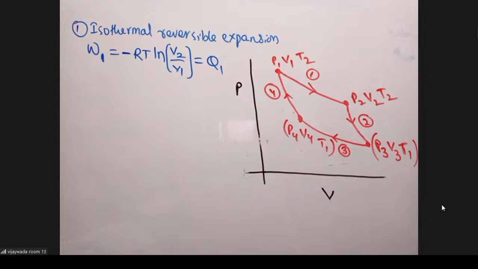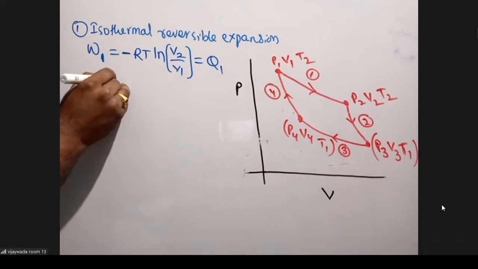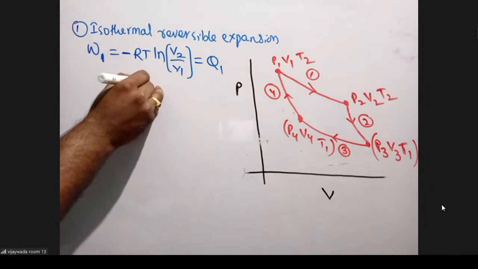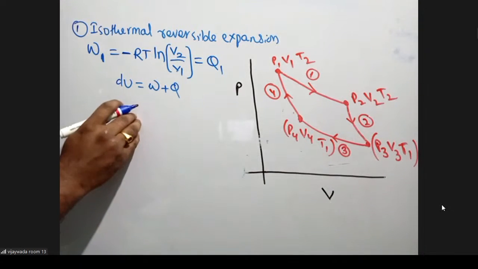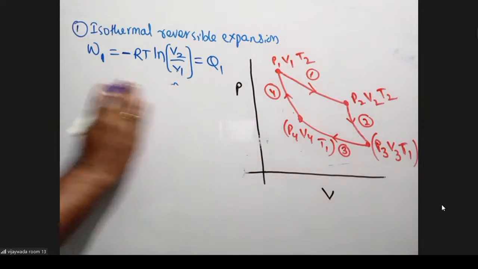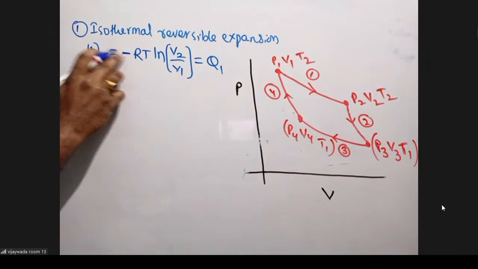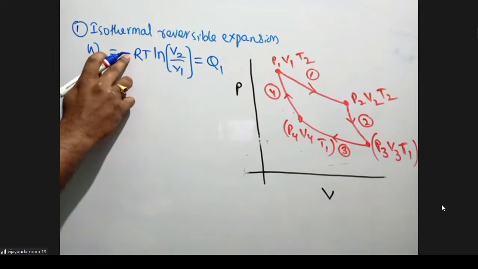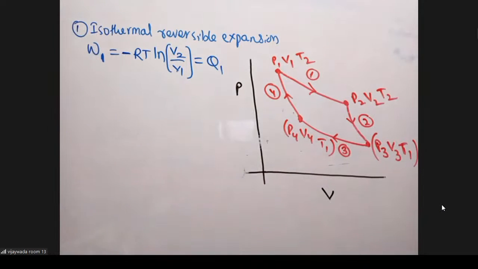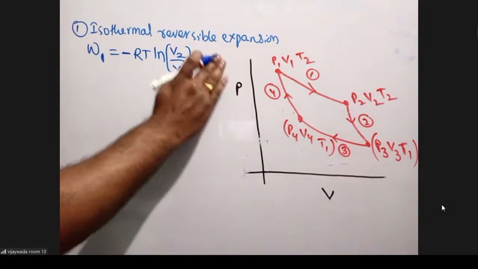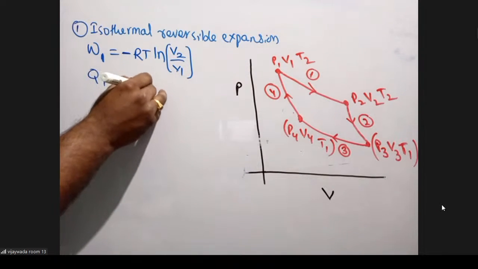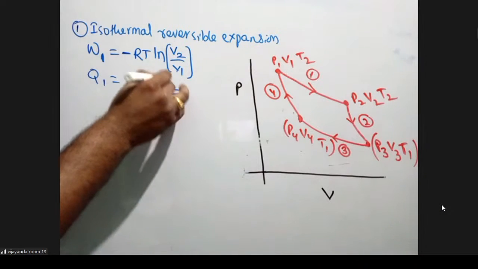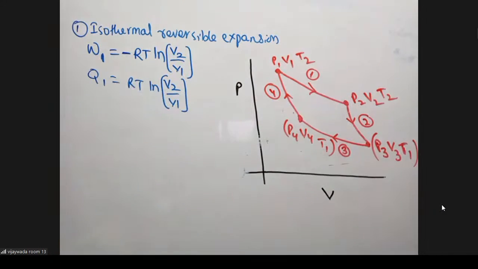Why Q1? In first law of thermodynamics, isothermal process, dU equal to W plus Q. So W equal to minus Q. W is already minus, so Q value will be positive. Q value will be positive, students. Okay, so better I will write here Q1 value, RT ln V2 by V1. Heat changes RT log V2 by V1.